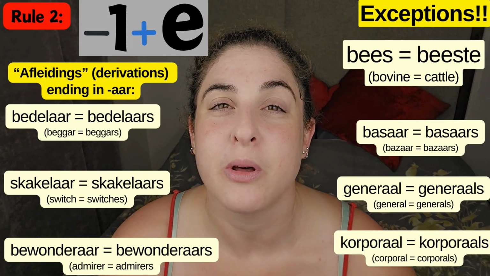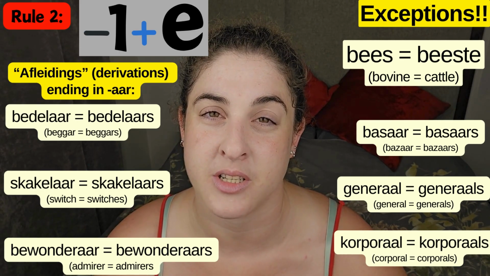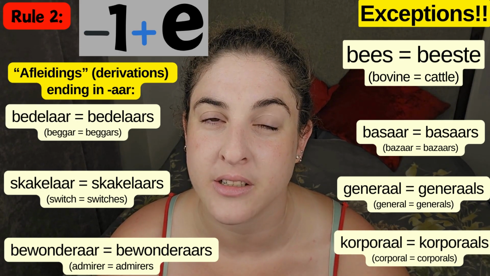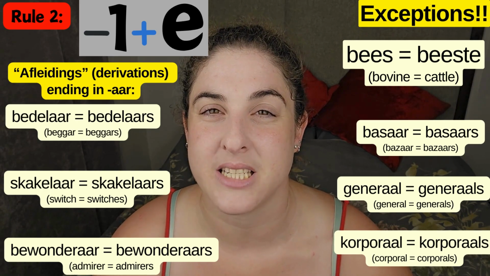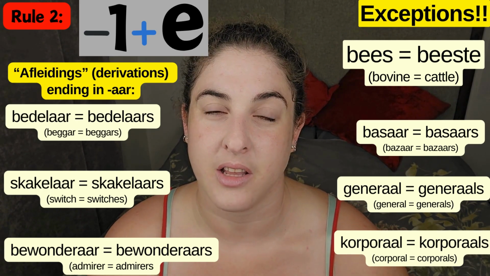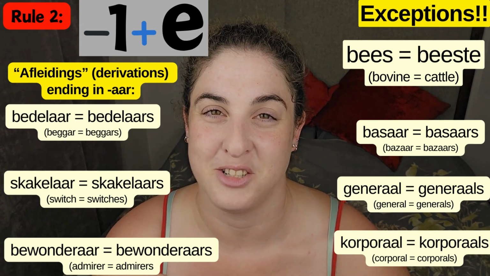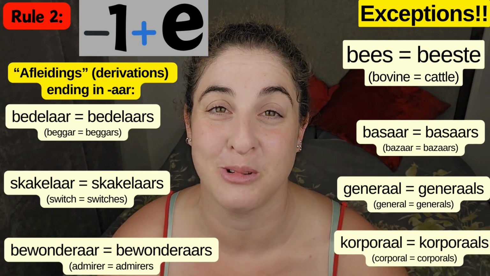And then we go to the right. At the top we have bees, which is the singular for a bovine, and then the plural is beeste. That is one you must just learn. It does not adhere to the derivation rule. It just has a different plural, so learn that one.